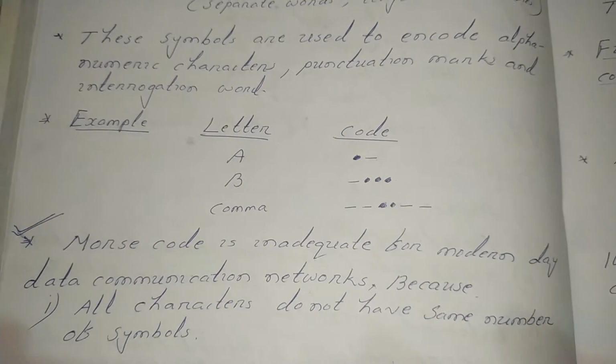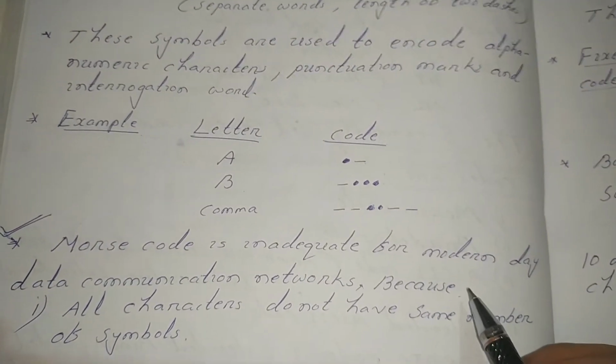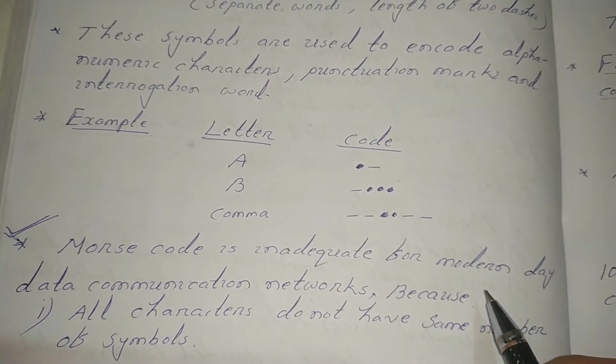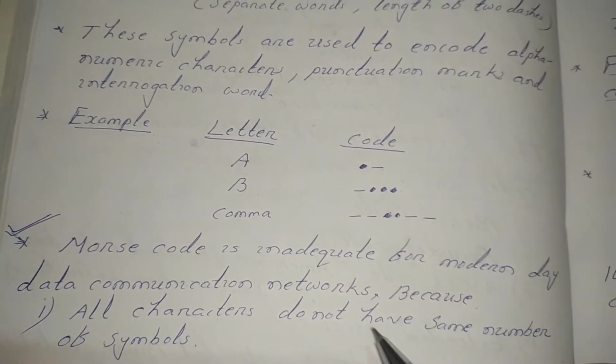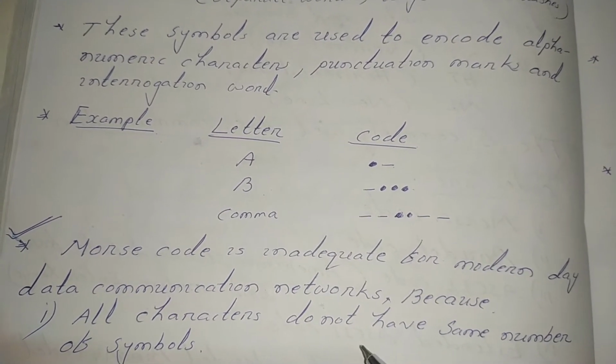Morse code, another important short question: why is the Morse code inadequate for modern data communication networks? Because all characters do not have the same number of symbols.